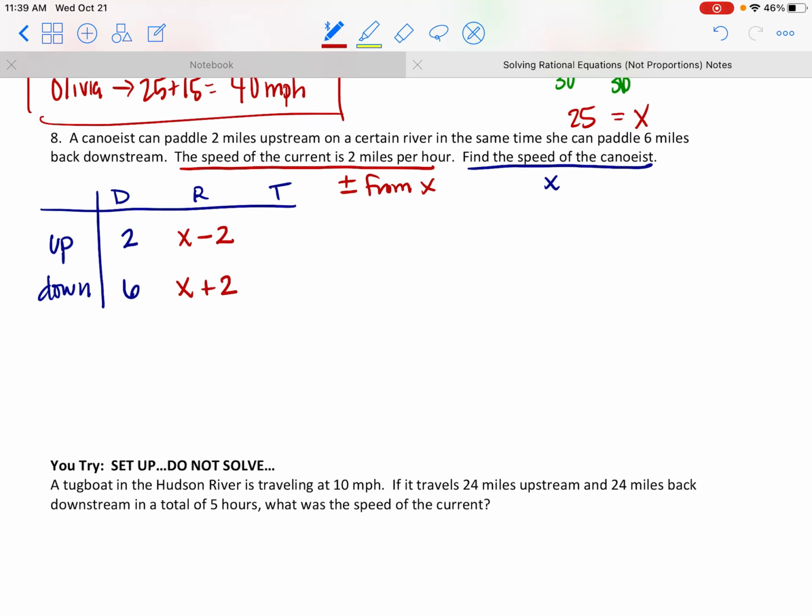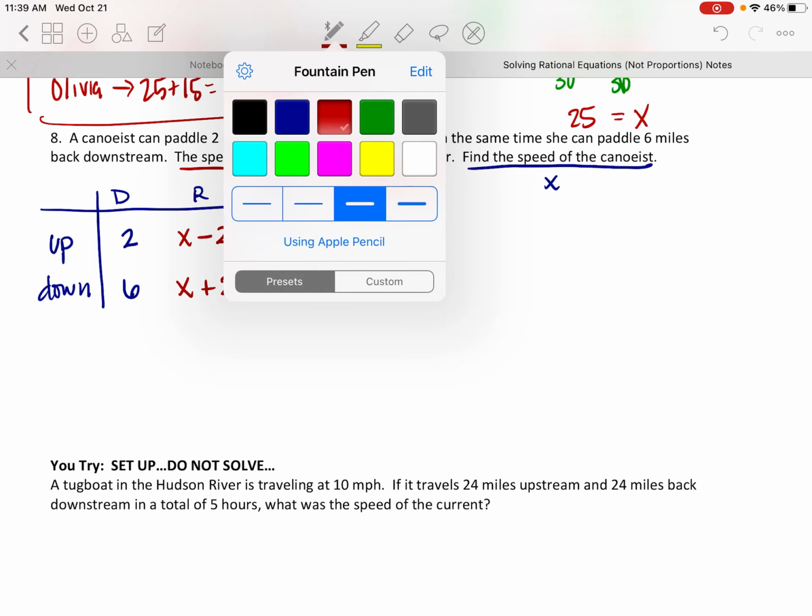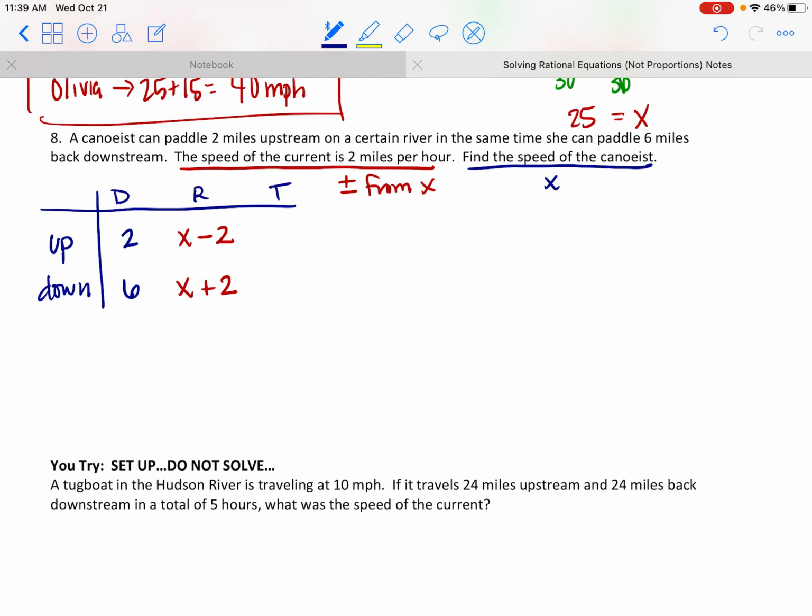Okay, so now we're just like in the last problem. Time, we don't know how much time it takes her to go up or how much time it takes her to go back. All I know is it's the same time for both trips. So I don't want to introduce another variable there.